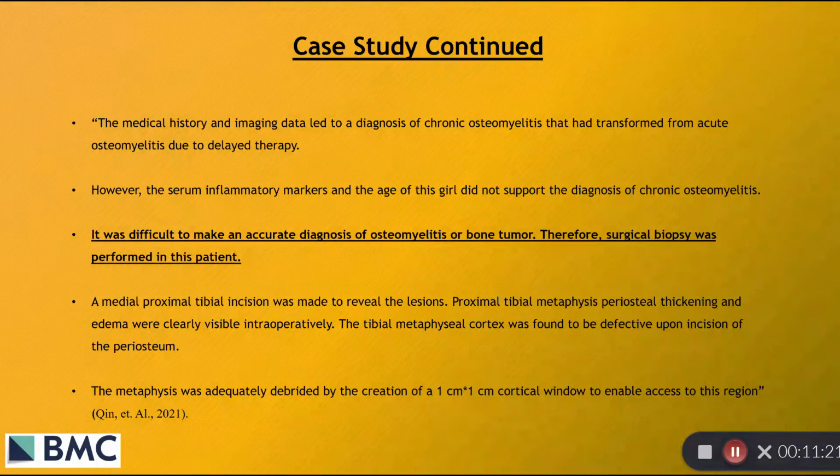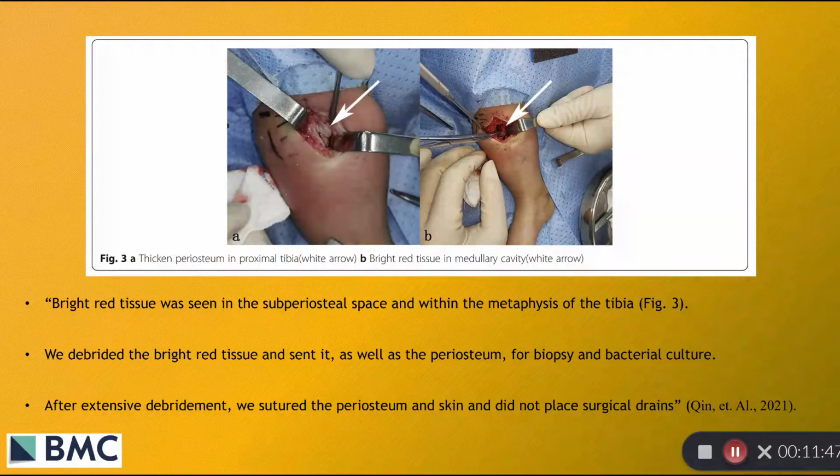More information about the case study. Medical history and imaging data led to a diagnosis of chronic osteomyelitis that had transformed from acute osteomyelitis due to delayed therapy. However, like I said before, it's not always going to be straightforward. The inflammatory markers were not straightforward. So anyways, they presented irregular, but basically they ended up having to do a bone biopsy on her. So there's your information. There's your pictures, there's your visual information.